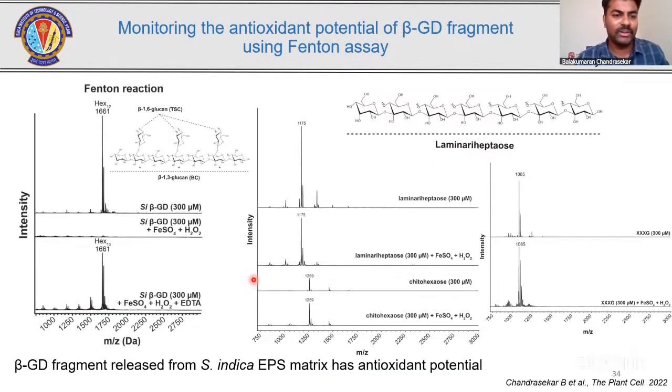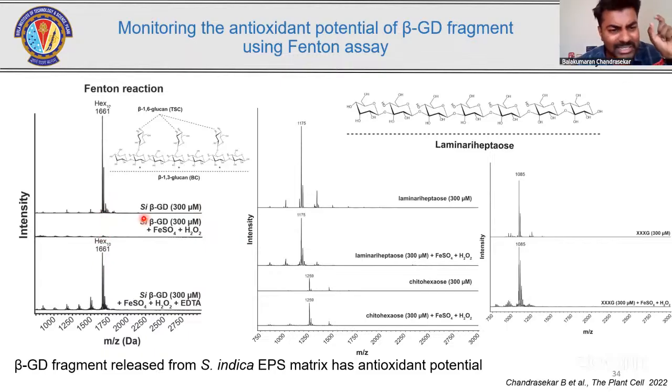So why does this fragment have ROS scavenging activity? We took this fragment and did a Fenton reaction, which produces reactive oxygen species, and you can see that this fragment is highly reactive to the Fenton. As a result, you will not see any fragment because it's already degraded. It reacted with the reactive oxygen species. Whereas when you prevent this reaction by adding EDTA, the fragment is coming back. So this is another way to say that it has an antioxidant property.